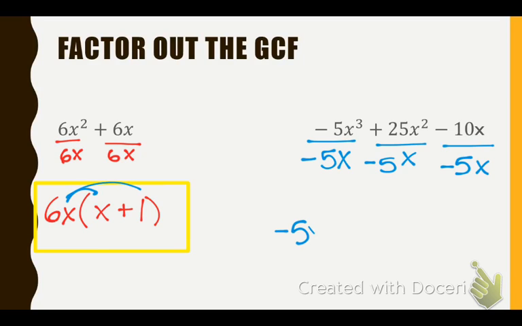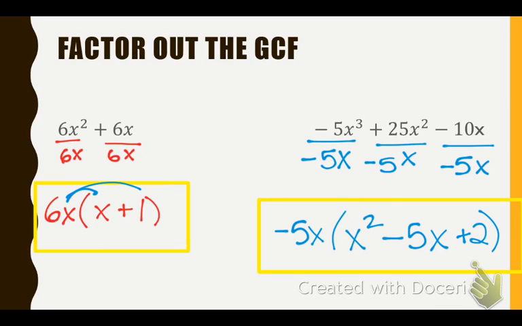We're going to divide it and put it on the outside. What is negative 5x cubed divided by negative 5x? X squared. 25x squared divided by negative 5x is negative 5x. And then negative 10x divided by negative 5x is positive 2. And that's all you're going to do for that one. All right, so we're going to talk about factoring.